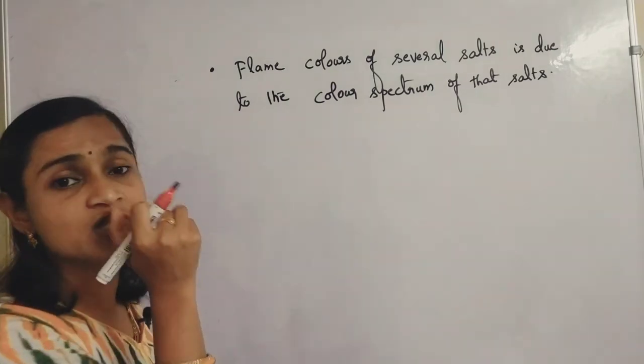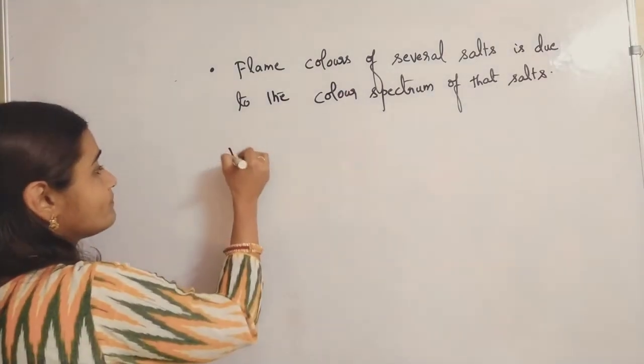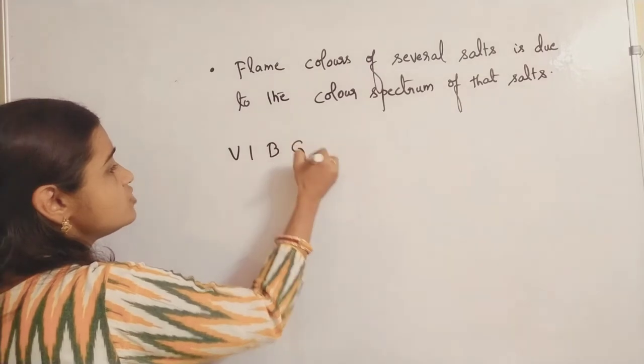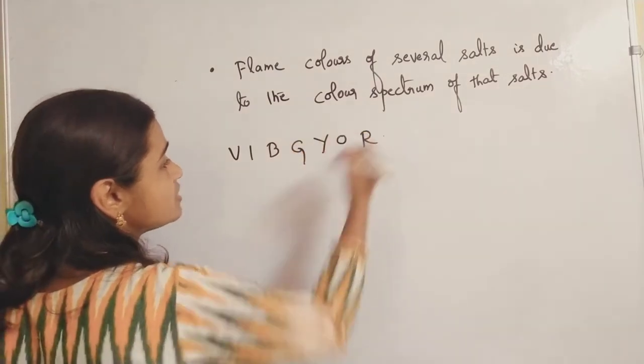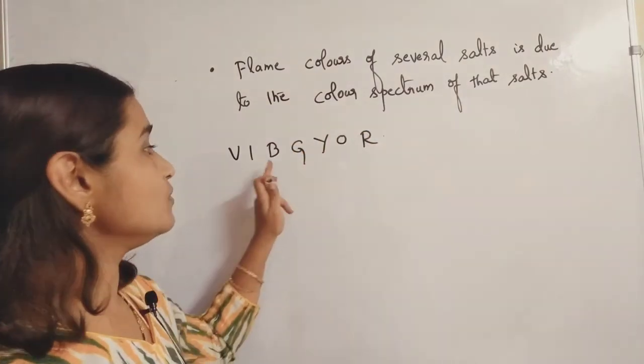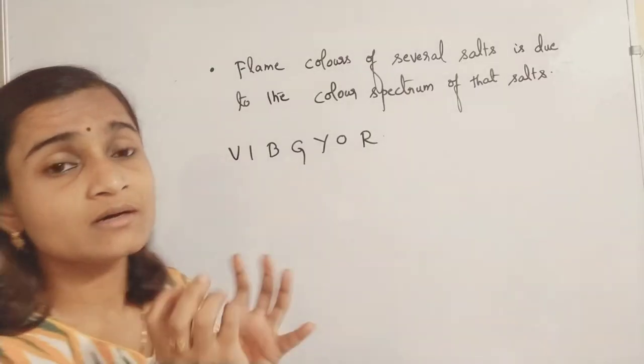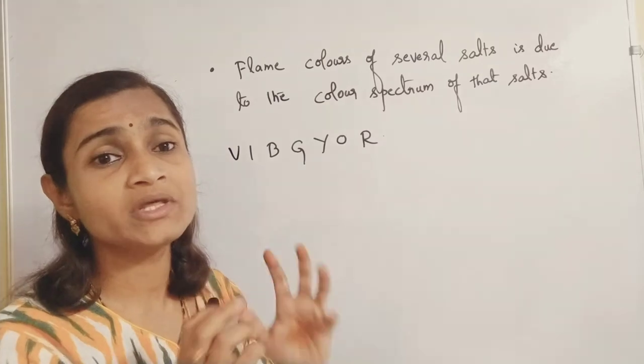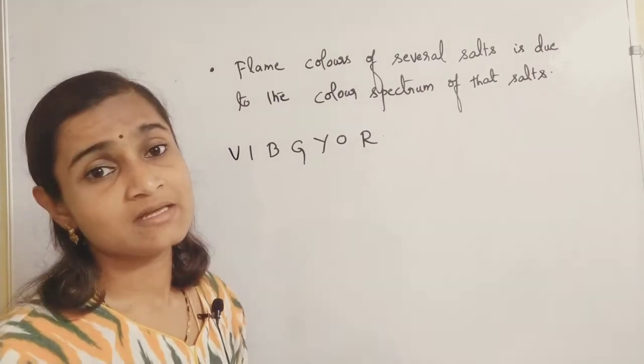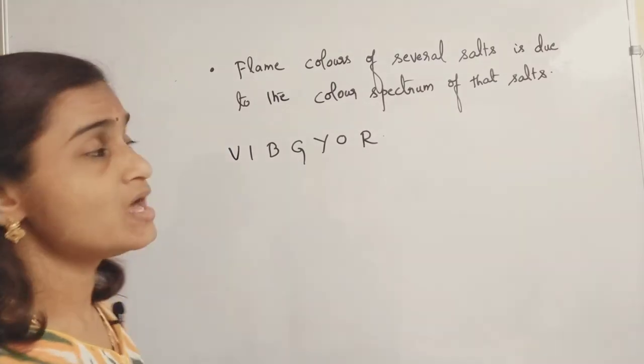What is the visible region for us? That is VIBGYOR. VIBGYOR is the only visible region: violet, indigo, blue, green, yellow, orange, red. So which salts are going to give you these colored flames? We'll learn one or two examples.